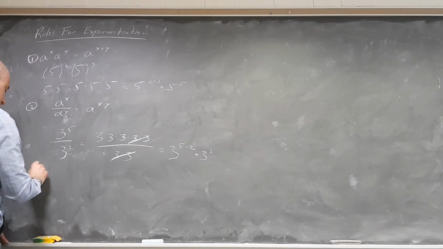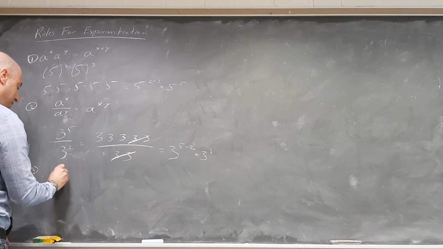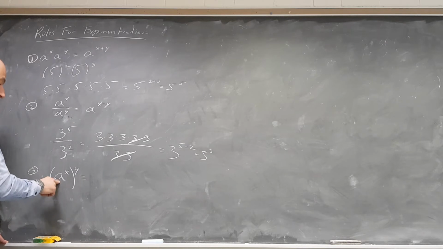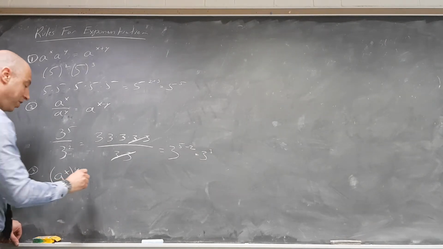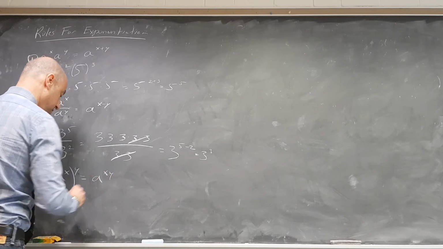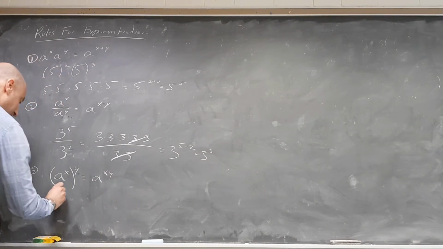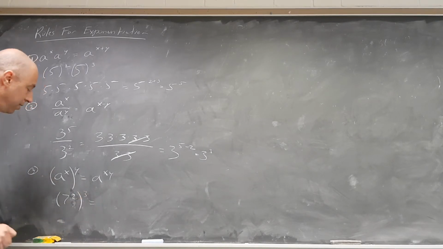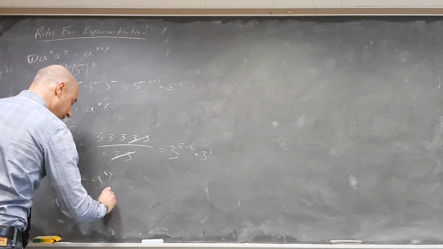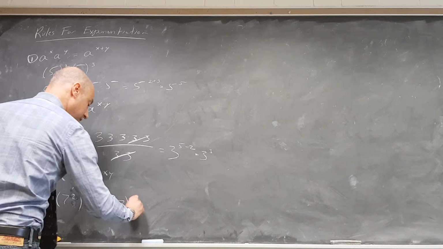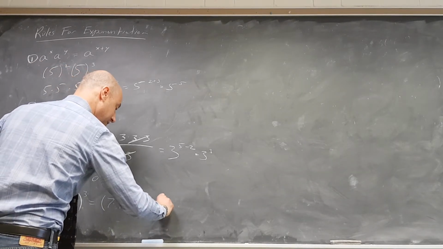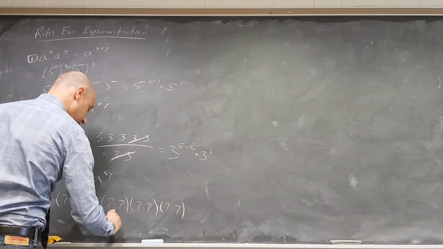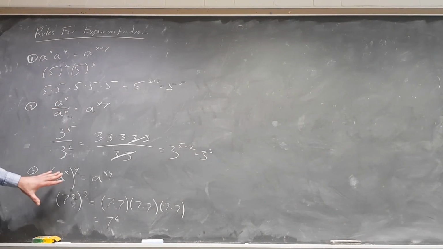Third, when you raise a power to another power, you just multiply the exponents. And this should make all sorts of sense too. If I take 7 and square that and then cube it, this is 7 times 7, three times, so 7 times 7 times 7 times 7 times 7 times 7, or 7 to the 2 times 3. So these should make sense.